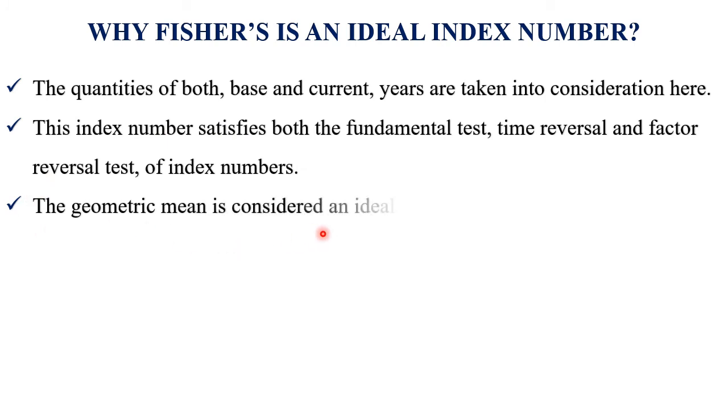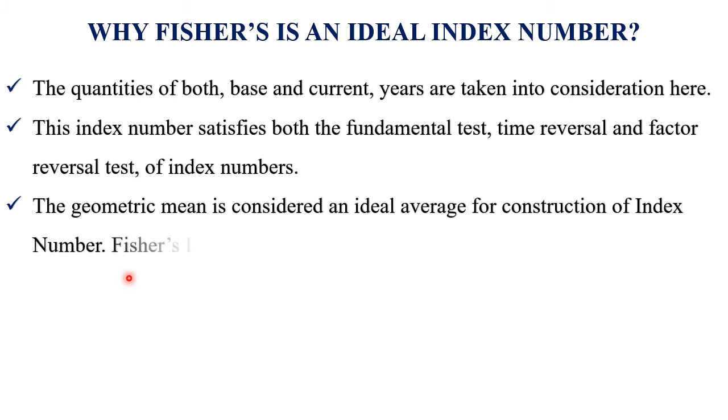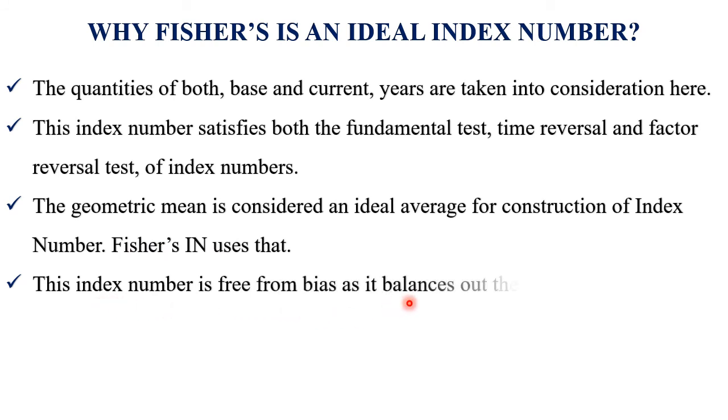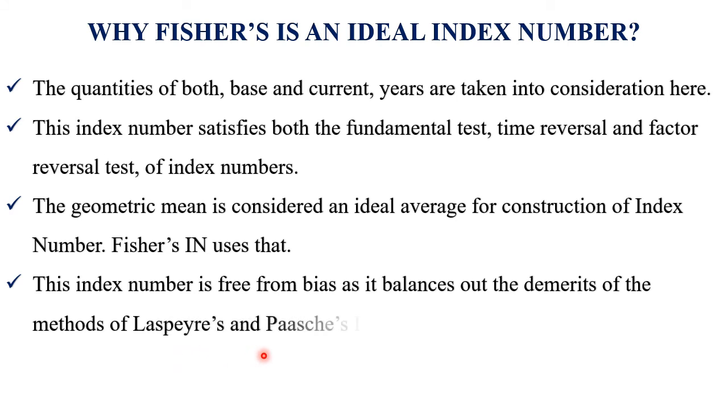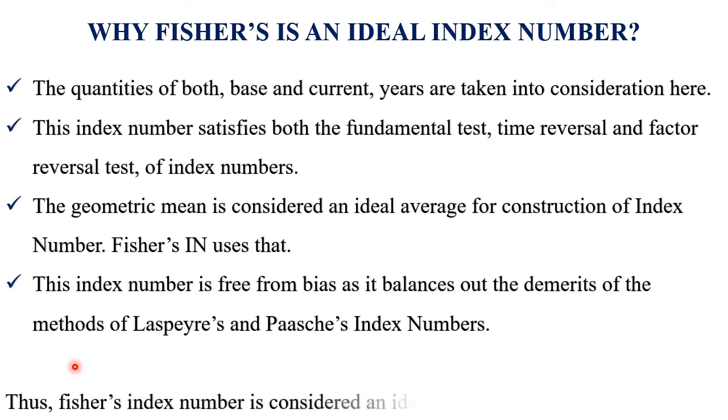The geometric mean is considered an ideal average for construction of index number. Fisher's index number uses that. Therefore, it is an ideal index number. This index number is free from bias as it balances out the demerits of the methods of Laspeyres and Paasche's index number. Also, last but not least, this is considered an ideal index number, and therefore it has been used widely all over the world for the purpose of calculation of index number.